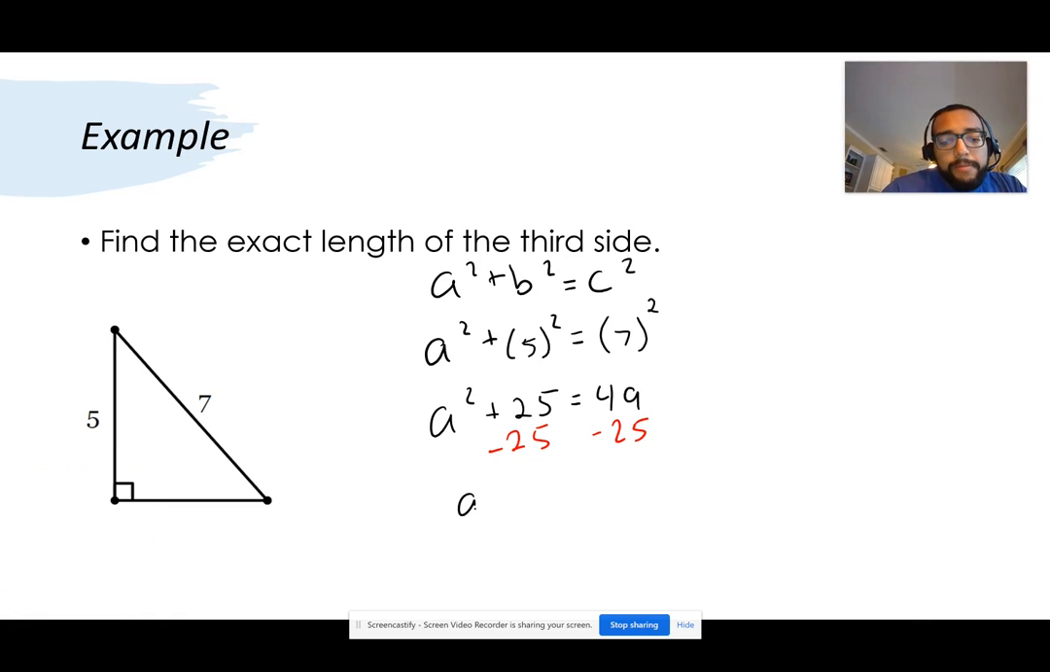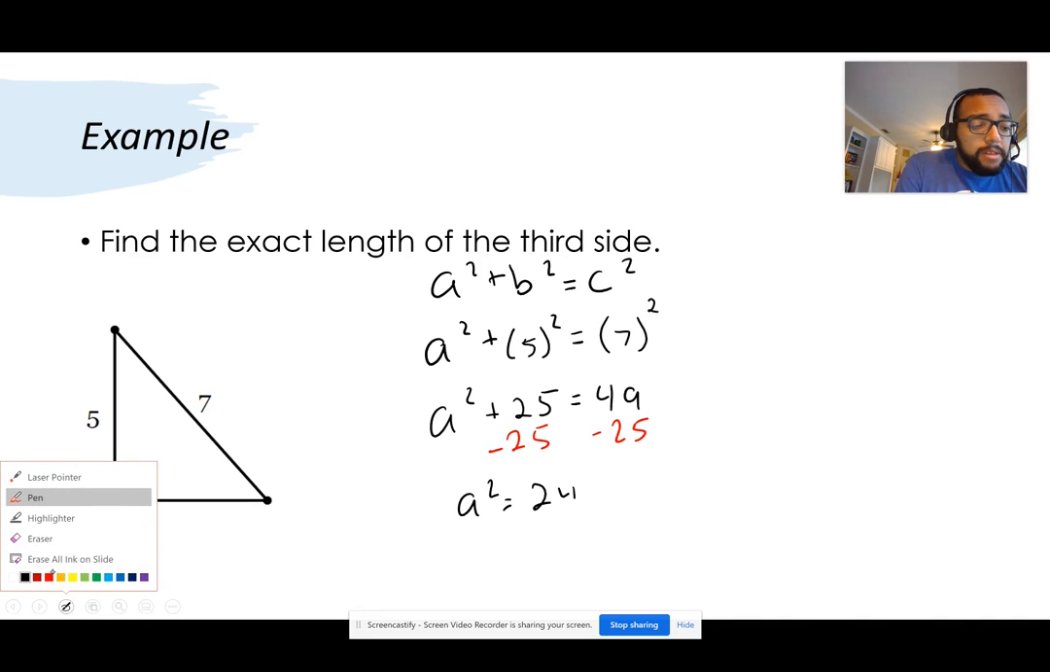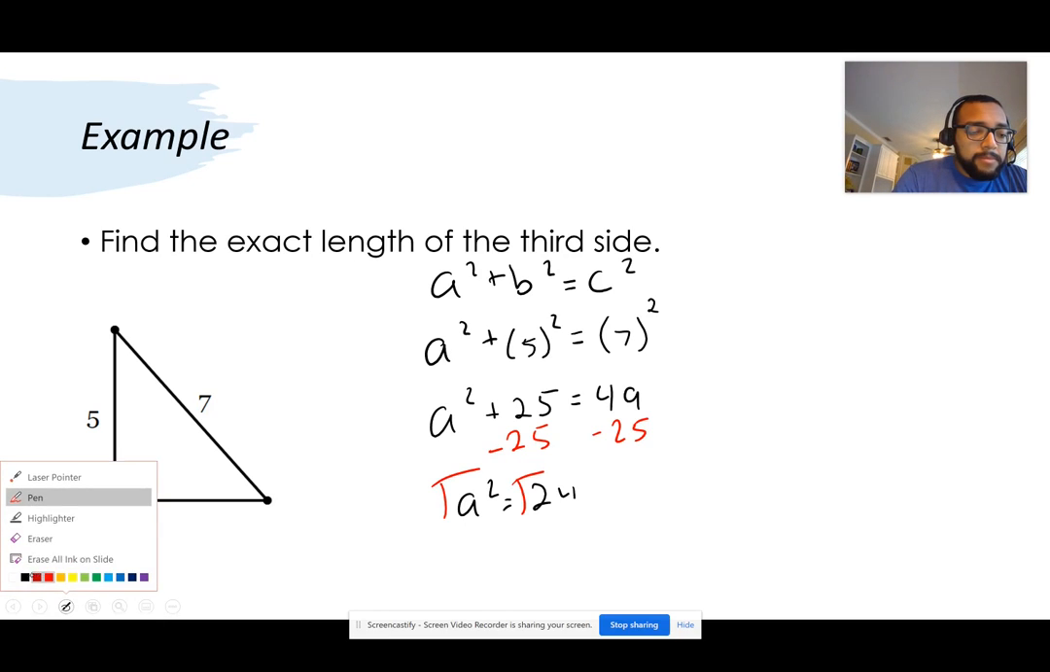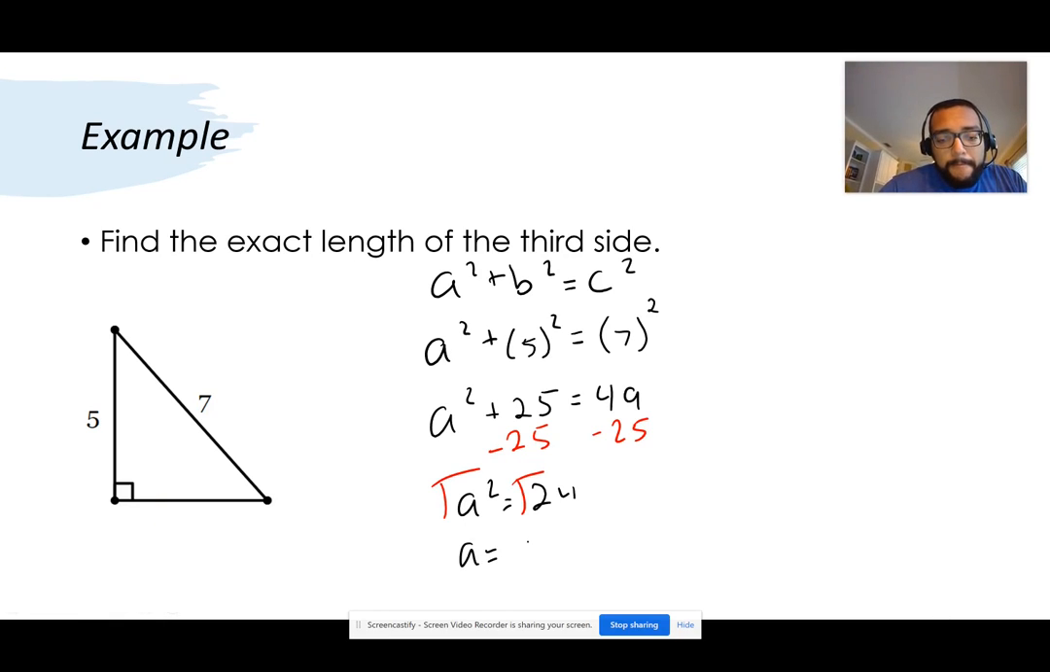So here, a squared, 49 minus 25, 24, right? Why am I blanking on that? That's weird. Cool. Yeah, 24. And now here I'm going to take the square root of both sides. Square root of 24. Is that a perfect square? Think about it. It's not. Okay. That is solely like that.